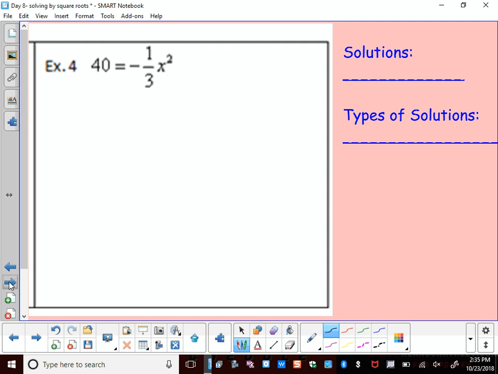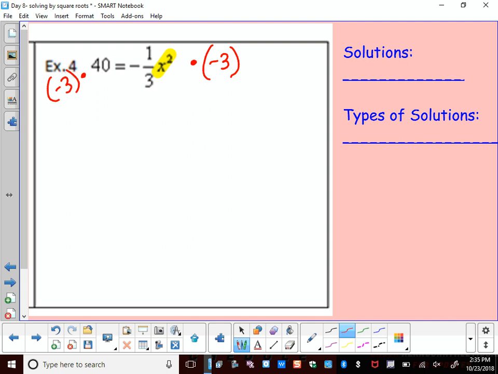Like number 4 is fun. My kind of fun. Alright, I want x squared by itself. I need to get rid of that negative 1/3. Okay, it's being divided, so I'm going to multiply each side by the reciprocal. It could be 3 over 1, but let's get rid of that negative, so negative 3 over 1, or you can just write negative 3. I'm multiplying each side by negative 3.